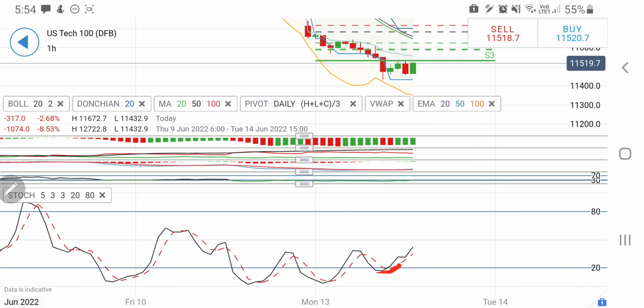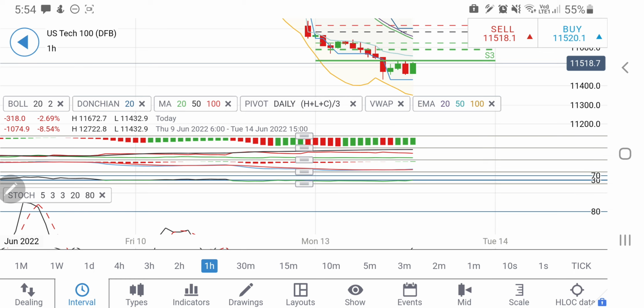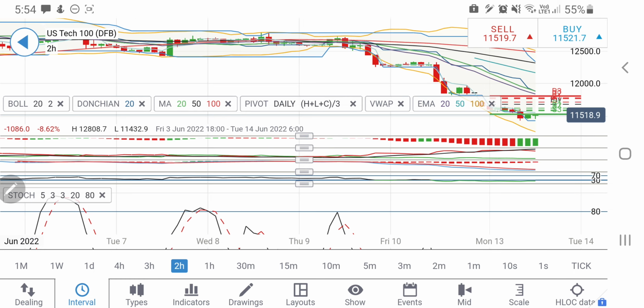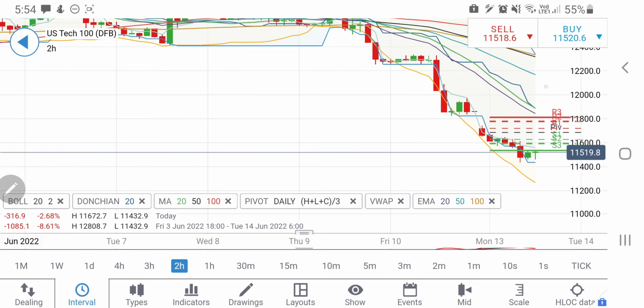Stochastic 2 was oversold, now looking upwards. See, rise, drop, now it is trying to break past and it may enter into the overbought zone soon. So hence a little rise towards 11,600 can be expected. Now look at the 2-hour charts here.